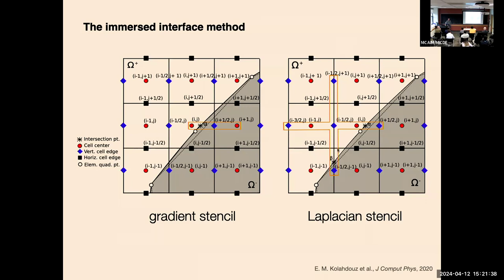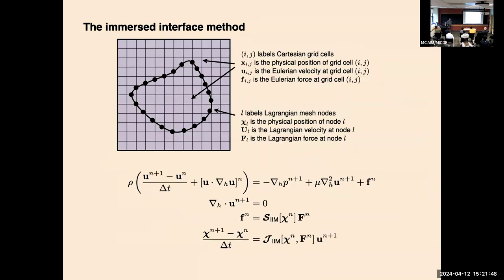And then similarly for the types of Laplacian stencils that show up for the viscous terms, you've got to figure out where these, say, five-point stencils cut the boundary and evaluate the appropriate forces there. But at the end of the day, you just have some operator. It's a more complicated operator that goes from forces on the boundary to forces on the background grid. And there's a similar operator that goes from velocities on the grid back to velocities of the structure. And so the thing that you get out of this is that you can still use just a regular Cartesian grid fluid solver. The fluid solver doesn't need to know anything about where the interface is.